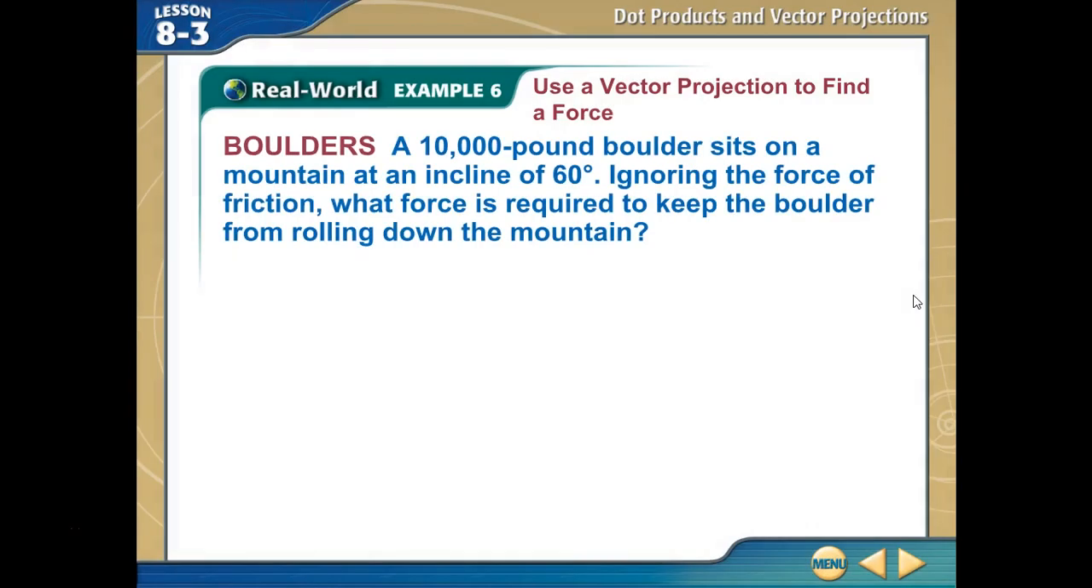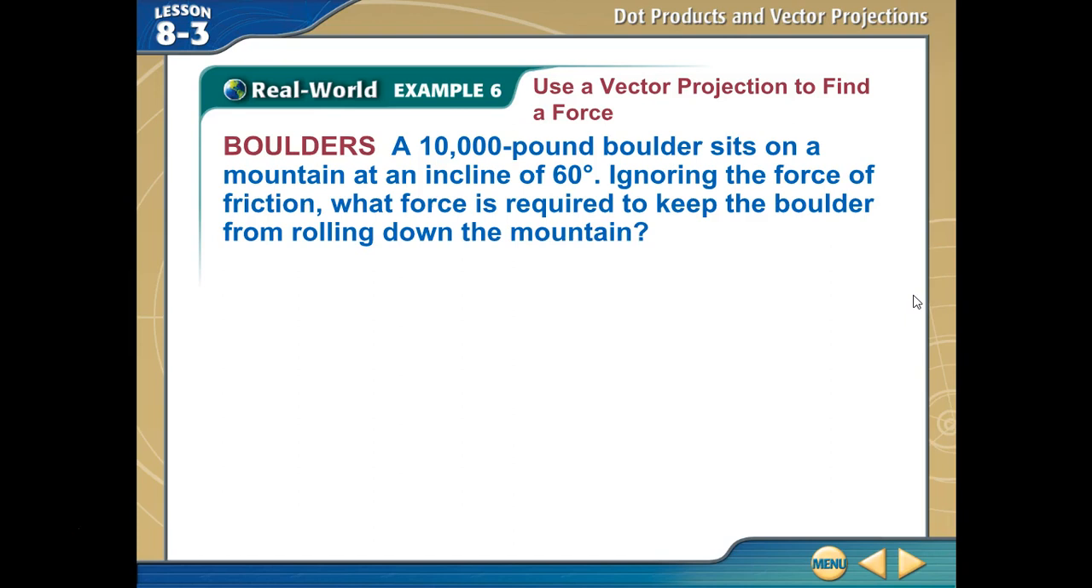All right, we're going to use a couple more word problems here. One is to figure out a final force. We have a 10,000 pound boulder that sits on a mountain at an incline of 60 degrees. In this case, we're going to ignore the force of friction. We're just going to look at the force of gravity. What force is required to keep the boulder from rolling down the mountain?